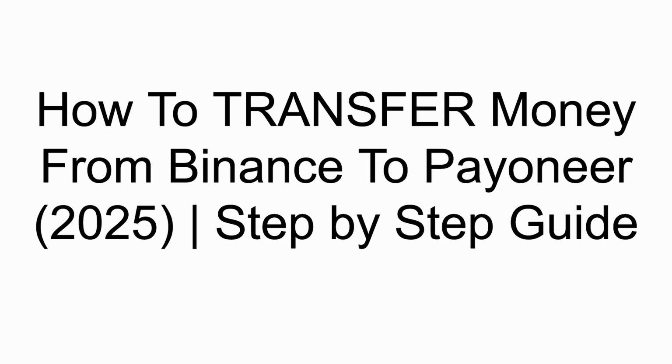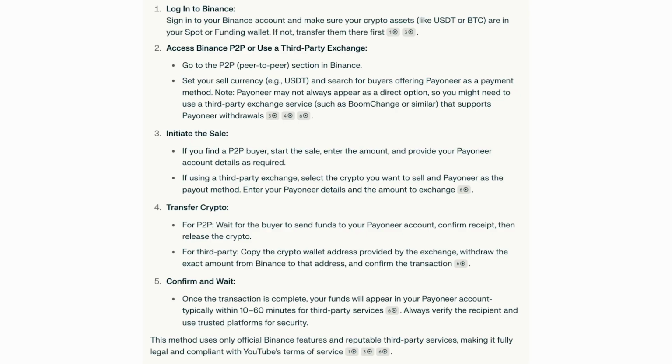To transfer money from Binance to Payoneer. Sign into your Binance account and make sure your crypto assets are in your spot or funding wallet. If not, transfer them there first. Go to the P2P section in Binance.